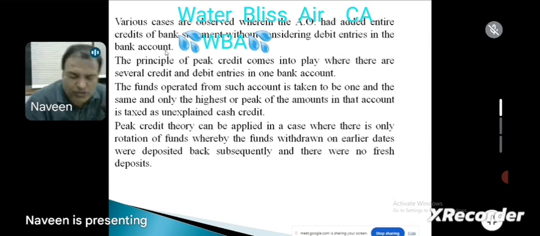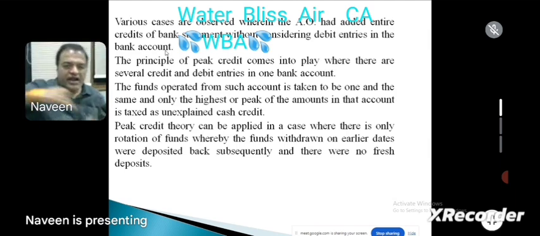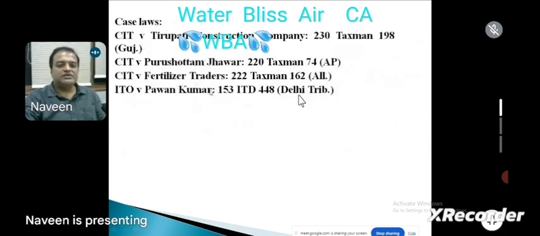When to apply peak credit theory, sir? You can apply it only when there is rotation of funds, whereby funds withdrawn on earlier days are deposited back subsequently, and there were no fresh deposits. On this I have given four judgments as case law.